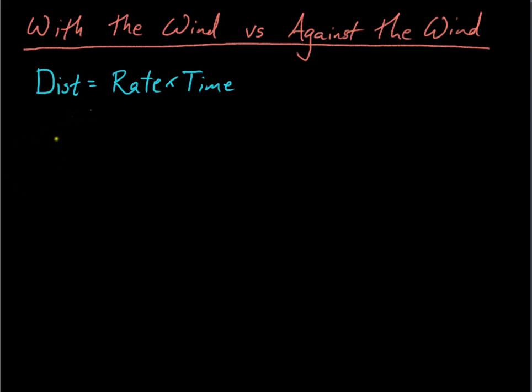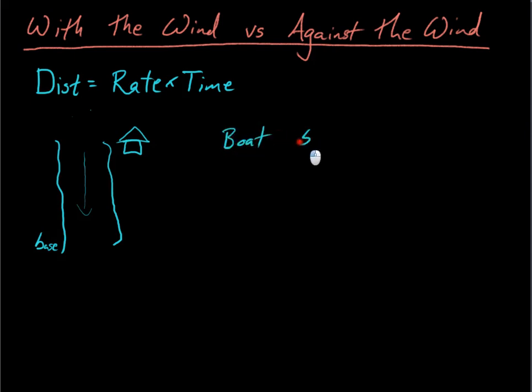Alright, so let's just do an example here. Let's say here's a village, and I'm going to be a pirate. I guess here's my base down here. And I've got this river. I'm going to travel up to the village, pillage it, and come back. I'm going to go in all stealthy, so let's say my boat is set to go at 5 miles per hour.